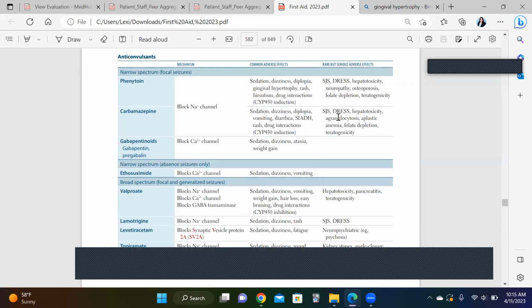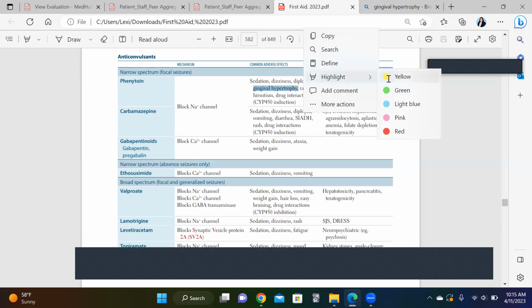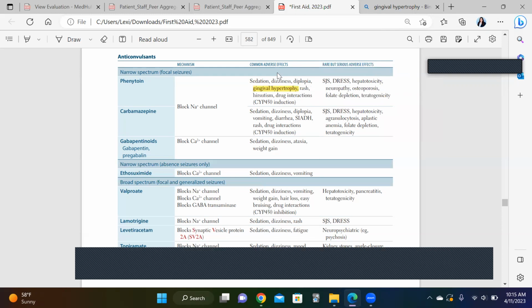Okay. So the only one we're really going to memorize from this one is gingival hypertrophy. So that's the one you want to highlight, and you want to write verapamil next to it. Everything else is going to be in general. Okay. Rare but serious side effects.